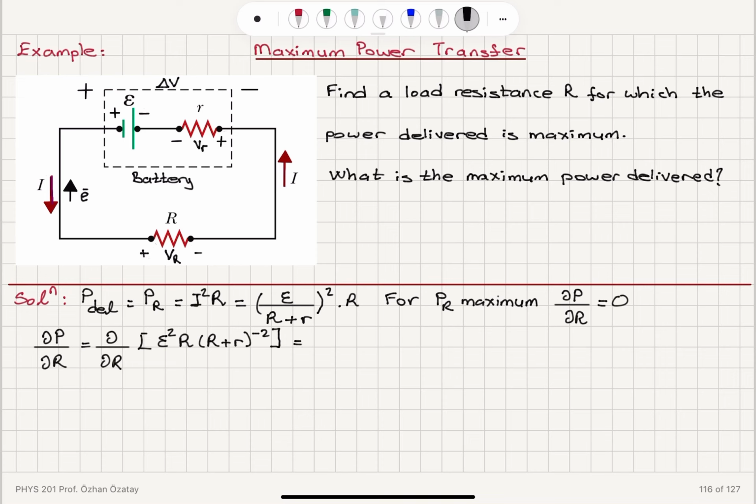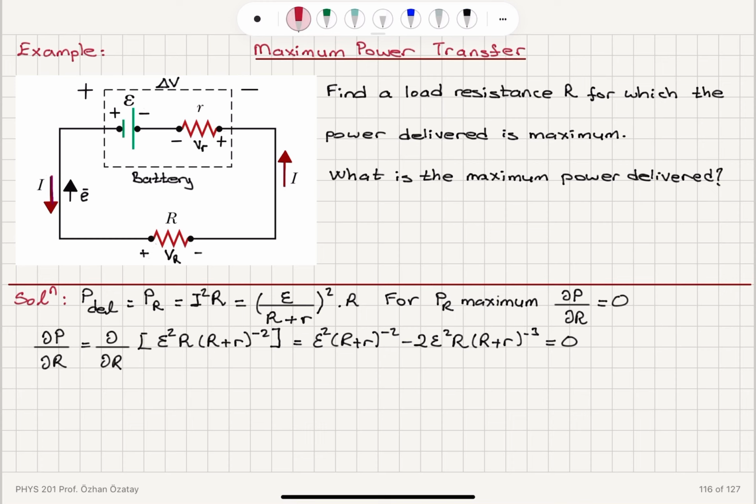So the first term, this is a product of two functions that have capital R in it. First term is epsilon squared (R plus r) to the power minus 2. And then the derivative of (r plus capital R) to the power minus 2 will give me minus 2 epsilon squared capital R (R plus r) to the power minus 3, and we set this equal to 0. We're looking for the value of capital R.